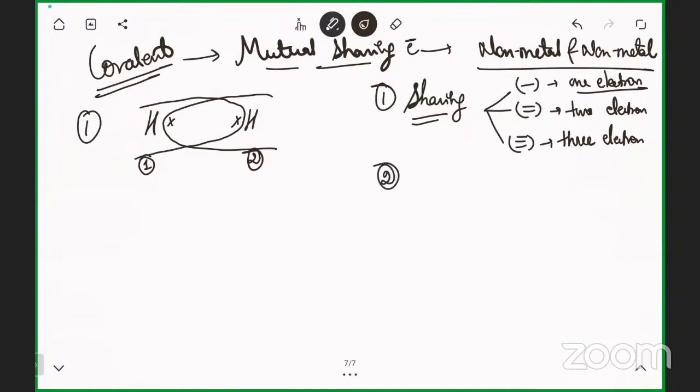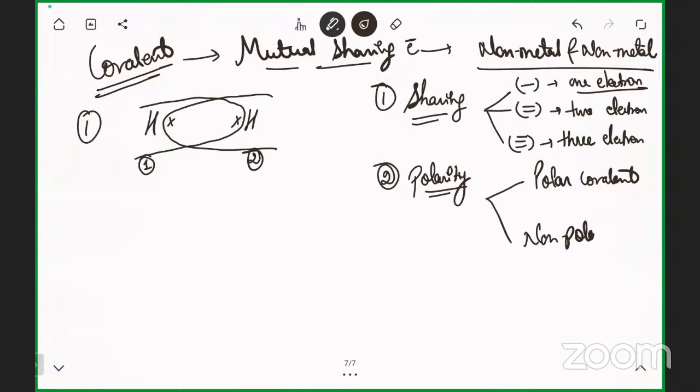The first classification is on the basis of the number of electrons shared. The second classification is on the basis of polarity. On the basis of polarity, I'm dividing it into 2 categories: the polar covalent bond and the non-polar covalent bond. I'll discuss examples of all these types: single, double, triple, polar and non-polar covalent bonds.